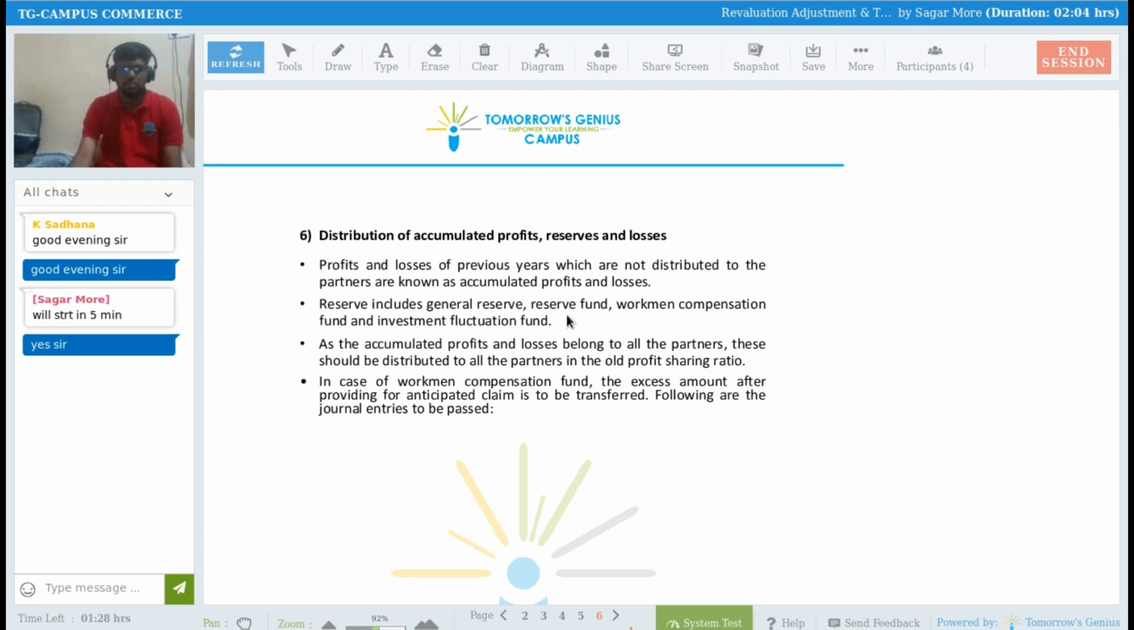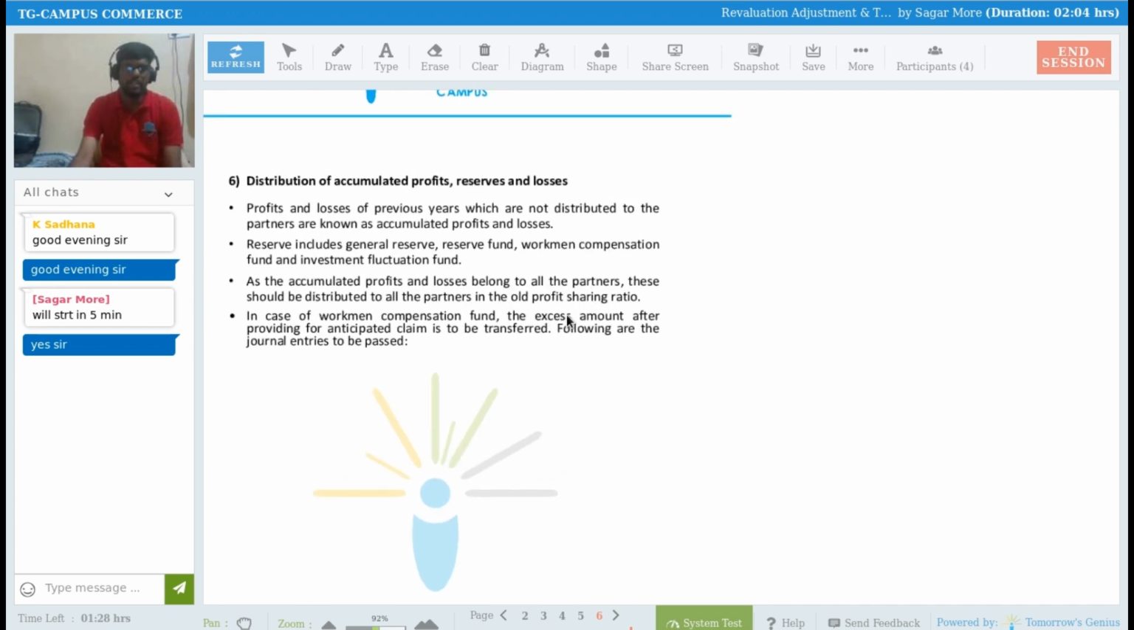Now, after that concept, the next important concept is distribution of accumulated profit, reserves and losses. This is the same concept we did in the chapter of admission of a partner, with only slight differences, which I will discuss here. Sir, what is accumulated profit, reserves and losses?